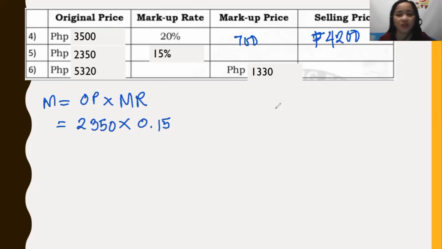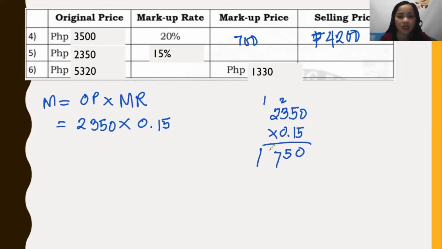So, let's compute for the 15% of this original price. We have 5 times 0 is 0. 5 times 5 is 25. Carry 2. 5 times 3 is 15 plus 2, 17. 5 times 2 is 10 plus 1, 11. So, yan po yung ating una. Then, multiply it by 1. Kokopyahin mo lang 0, 5, 3, 2. Then, add the partial product.